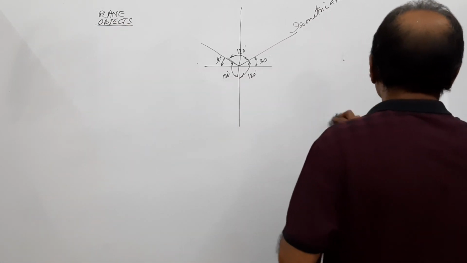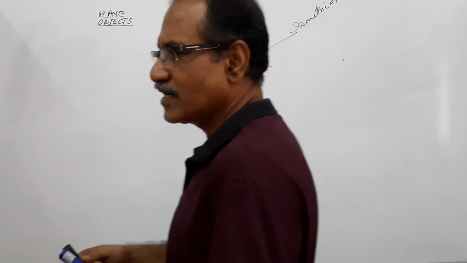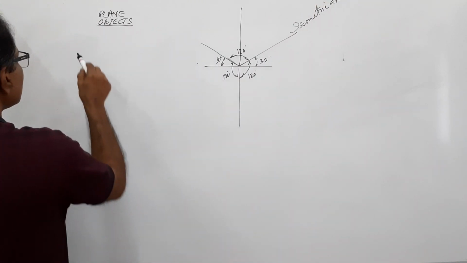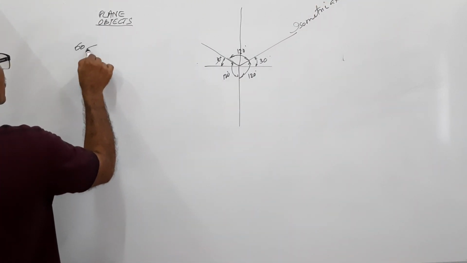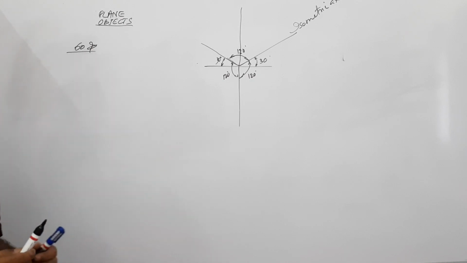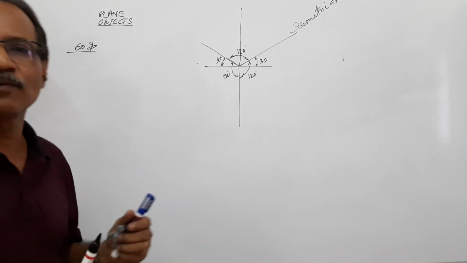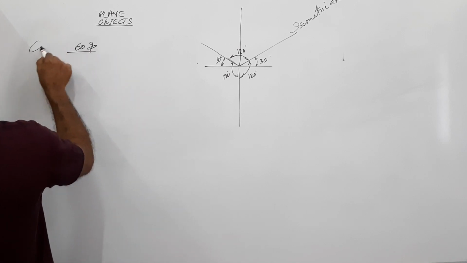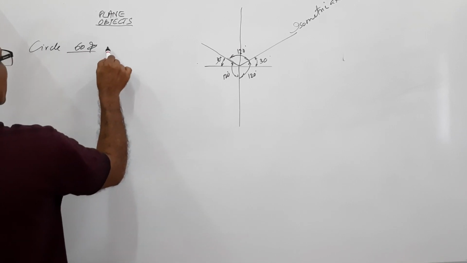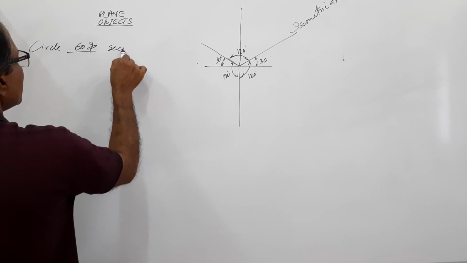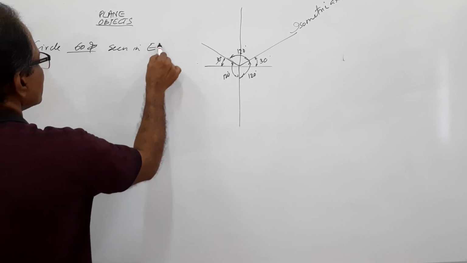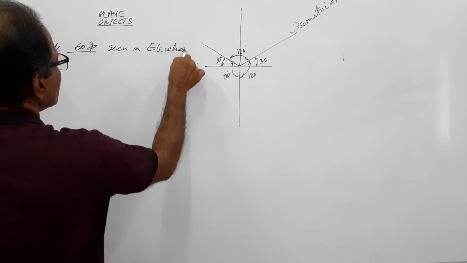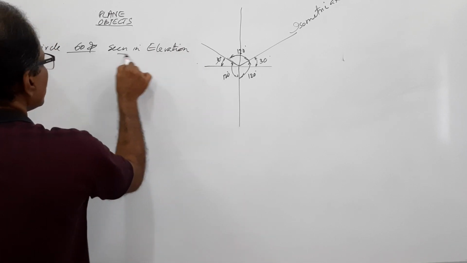Now let us draw the isometric view of a circle seen in elevation. A circle 60 mm diameter. You are going to draw the iso-view of a circle 60 mm diameter seen in elevation. That's what we are going to draw now.